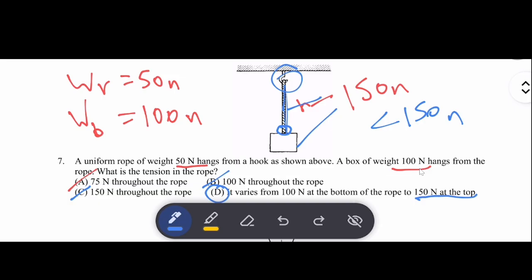The tension is going to be only the 100 newtons at this point because the rope is not supporting itself at this moment. It's only supporting the block. But here at the hook, it's supporting both the rope and the block, leading it to be a total of 150. And here at the bottom, the tension is only supporting the block, doing all the work, leading us to choice D as the correct answer.